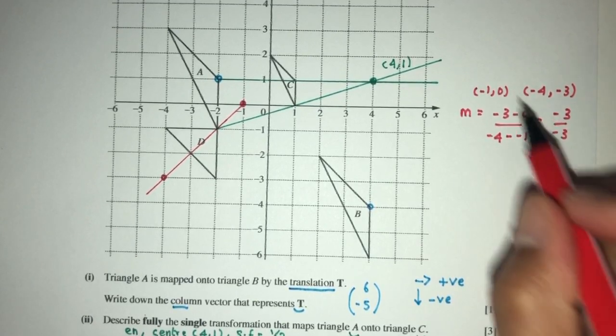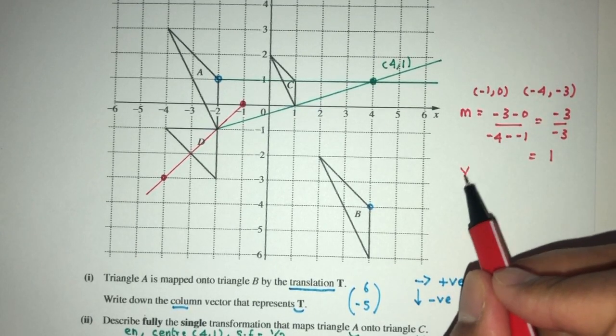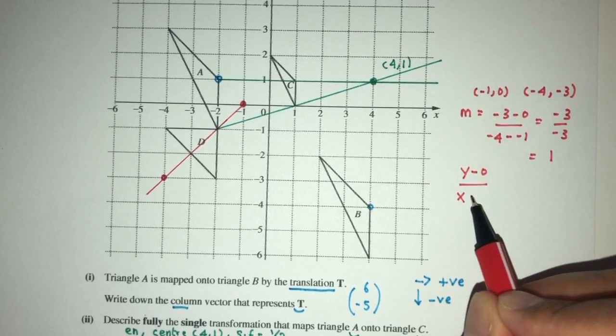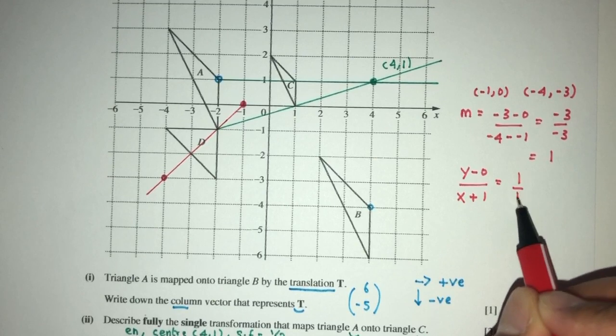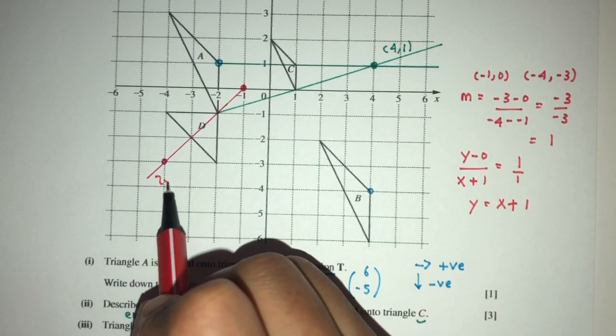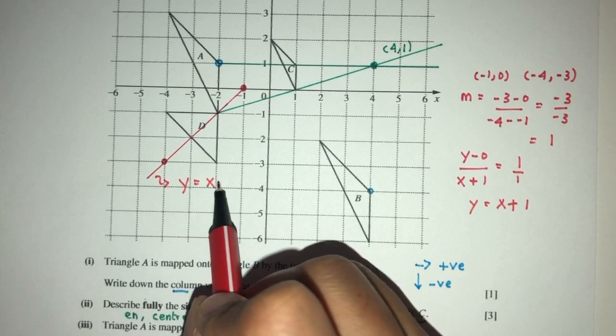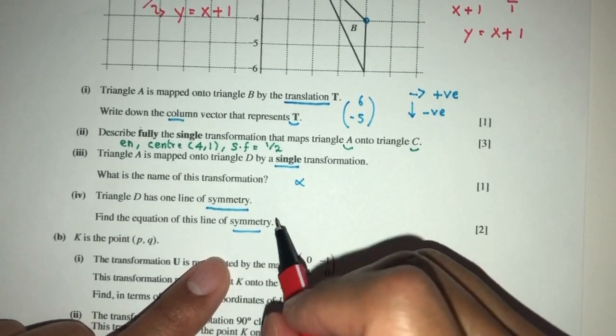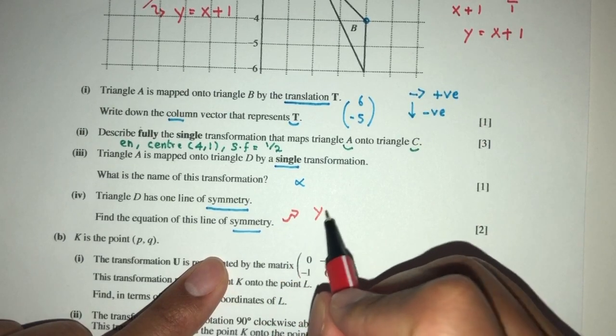So we know the gradient, we know the passing point. We can find the equation. So y minus this corresponding value. We are using this point. x minus -1 will be plus 1, equal to the gradient. So y has to be x plus 1. So this equation will be y equals x plus 1 as the equation of that line. That's all we're trying to find right here for question part 4.